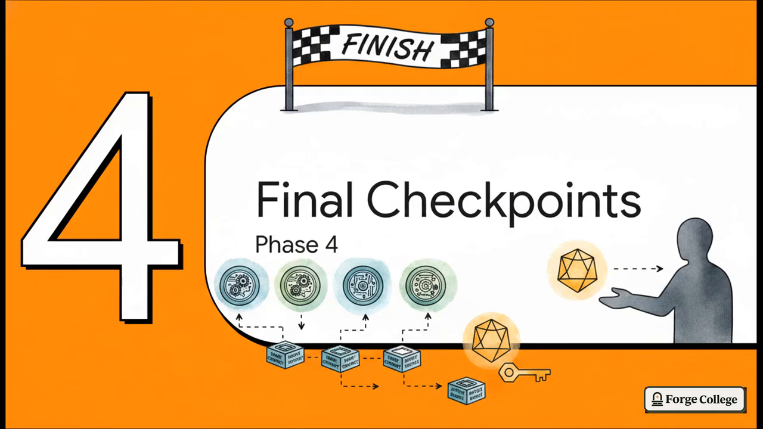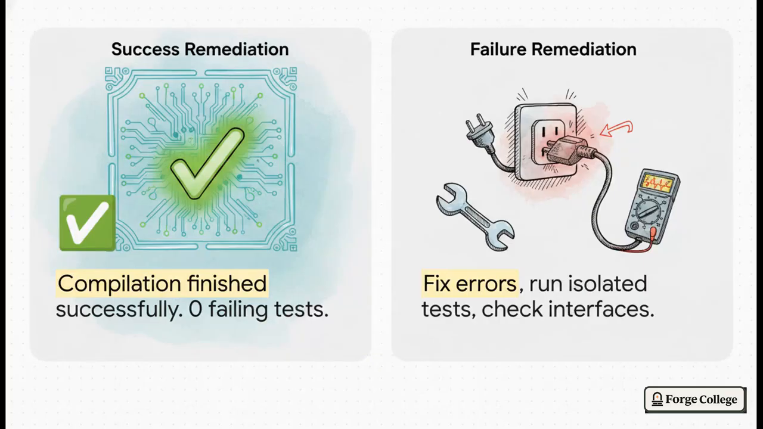Moving right along to Phase 4, the final checkpoints. These are the last 4 system checks before we hand over the keys. Just look at the stark contrast here. On the left, we have success, that beautiful, glorious output saying compilation finished successfully and 0 failing tests. It's literally what every developer dreams of seeing.